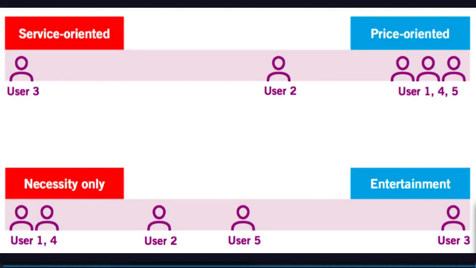So here's a figure from Cooper, and it shows two cases, one where we've mapped the users to service-oriented and price-oriented. And this is for a specific digital artifact. So people may be price-oriented in some areas of their lives, but service-oriented in other areas of their lives. So this is just in this one particular area. And then, of course, whether they're interested in entertainment or they are only interested in what is absolutely necessary.